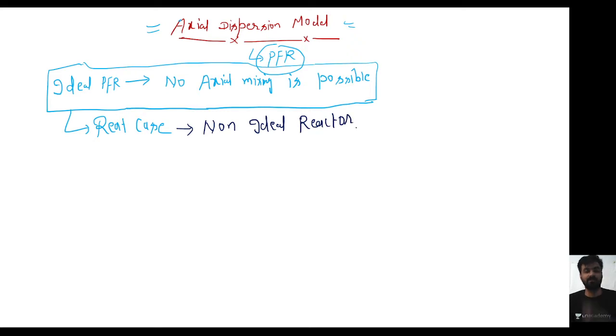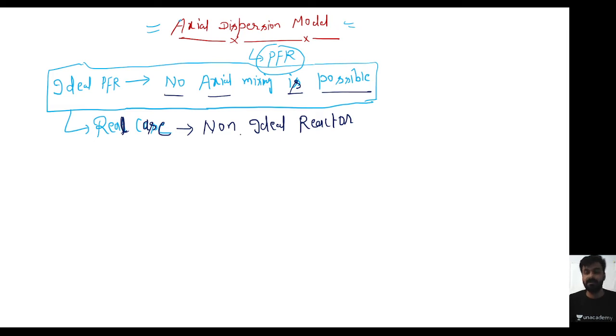Whenever we talk about the real case, that is a non-ideal reactor, it is like a non-ideal gas. A non-ideal gas also exists in nature, that is the actual real gas. At a particular condition, a real gas becomes an ideal gas. Here also, at a particular condition, a real reactor will become an ideal reactor, and the assumption is that no axial mixing is possible. Then that will make the real reactor an ideal reactor.